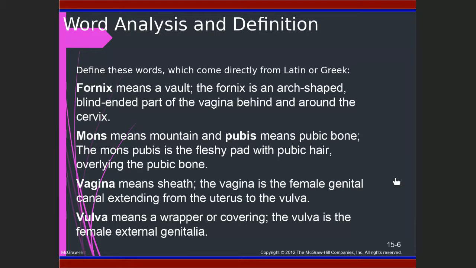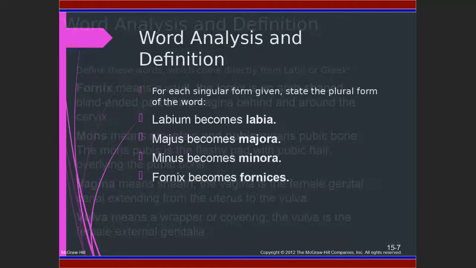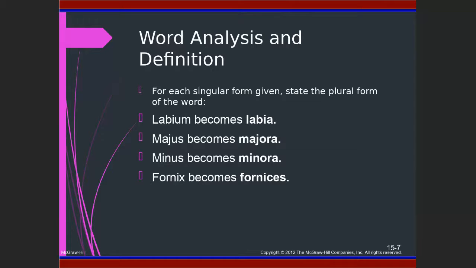The vulva means a wrapper or covering, so it has a similar meaning to sheath, okay? And the vulva is the female external genitalia. But what it's basically covering is basically the internal organs, okay? Then the plural forms of this. The plural of labium is labia, plural of majus, majora, the minus, minora, and fornix, fornices, okay?